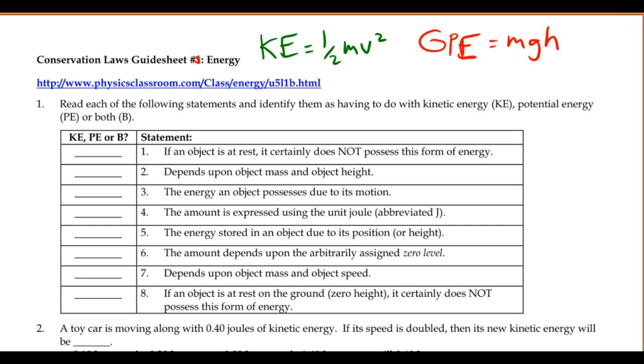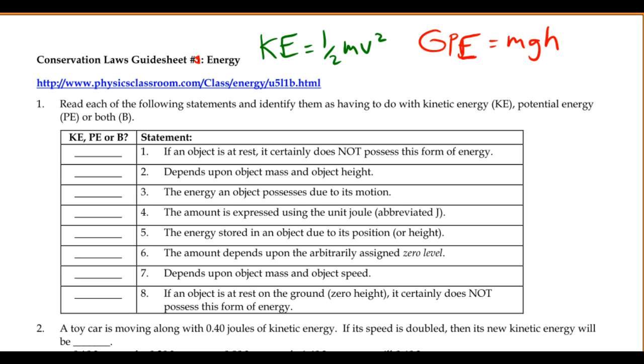Kinetic energy, KE, is the energy of motion, so we're doing something with the energy. Right now we're talking mechanical forms of energy, so we're talking about the speed of the object. The kinetic energy of an object is 1/2 its mass times its velocity squared.